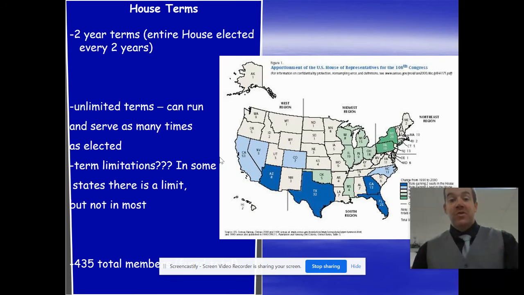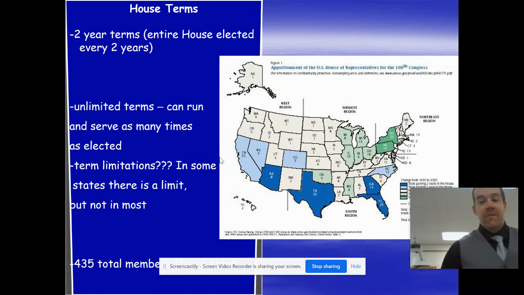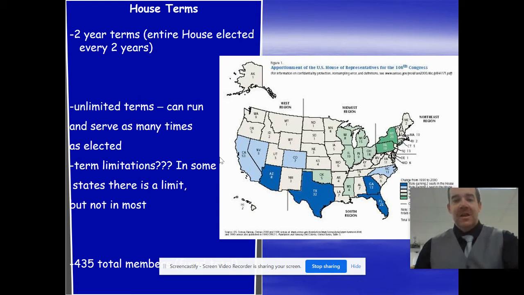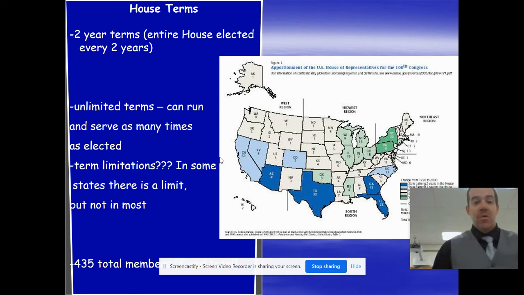Unlimited terms. In other words, a representative in the House can serve as many terms as many times as they are elected. This is different from the President of the United States, who is limited to only 2 terms. There's a constitutional amendment with that, the 22nd. Now there are term limits in some states, but there's no national constitutional limit on the number of times a representative can serve. That's up to the individual state.